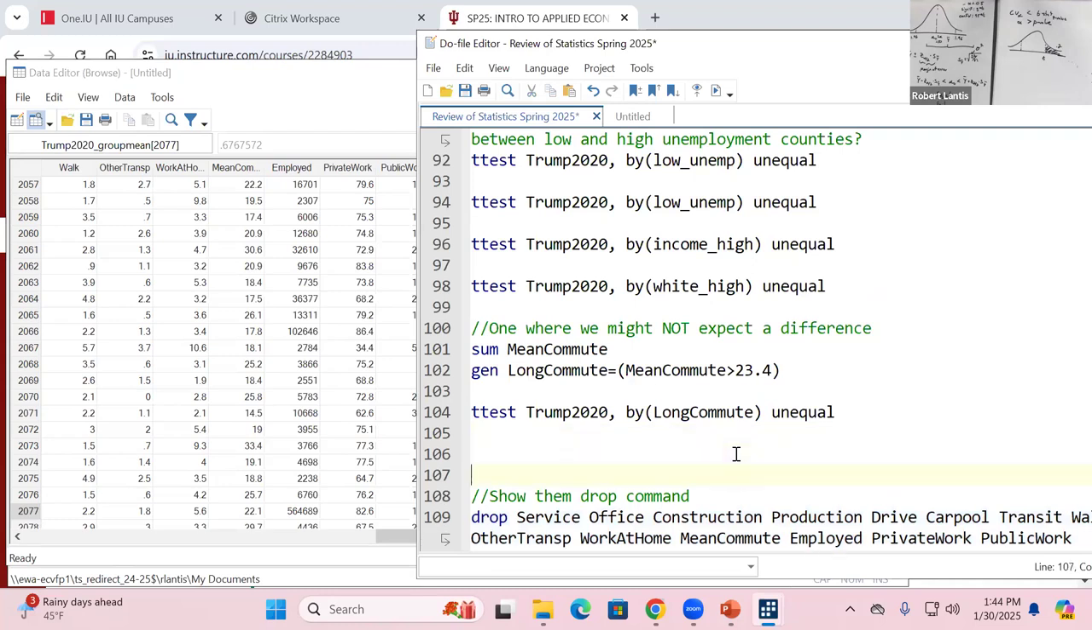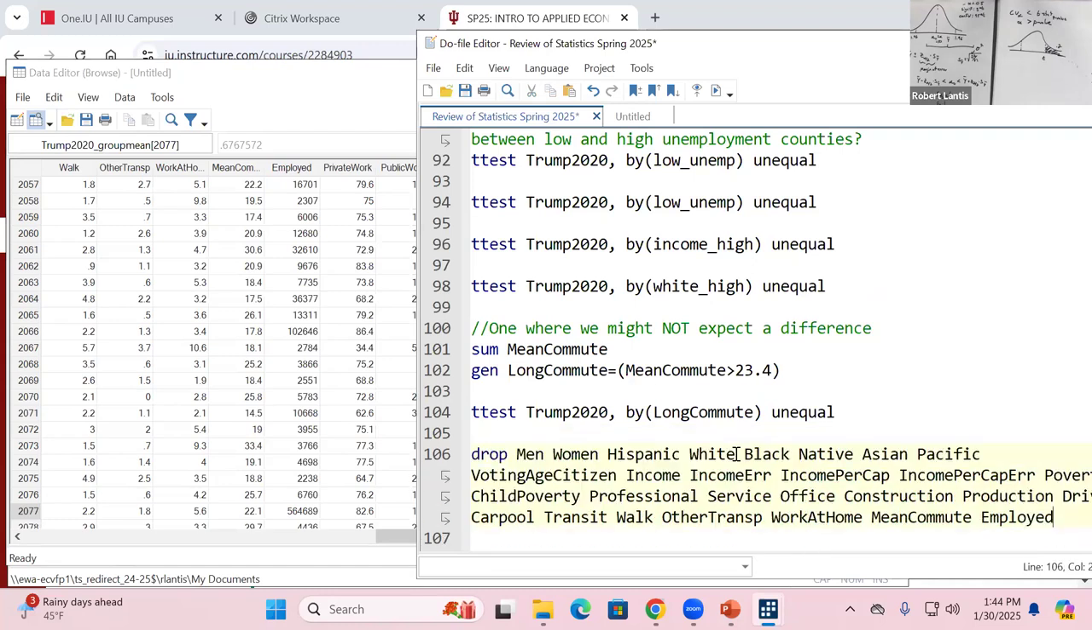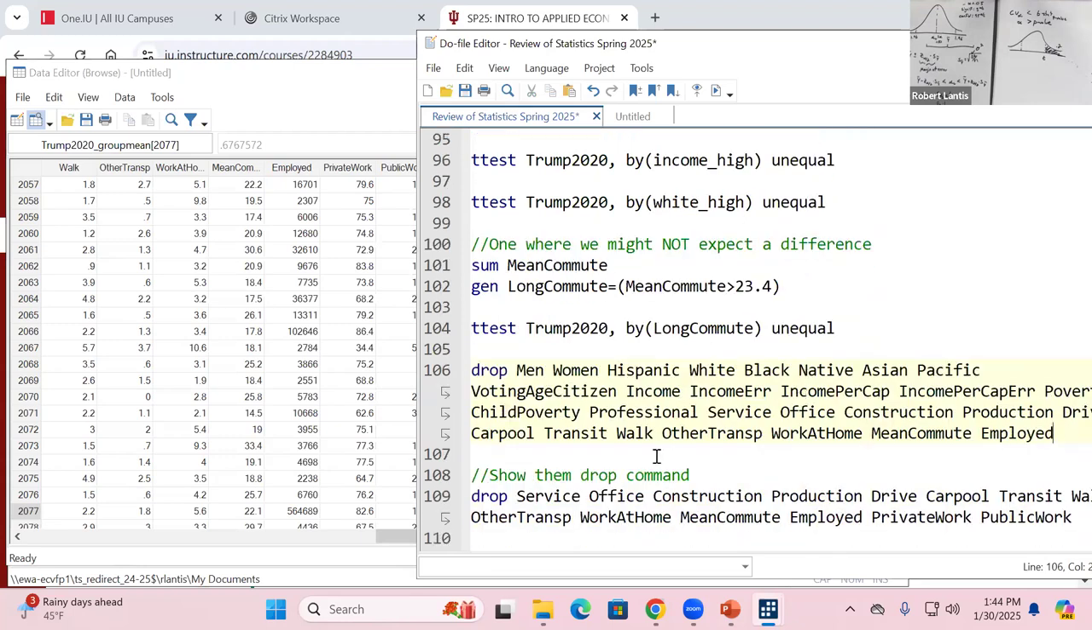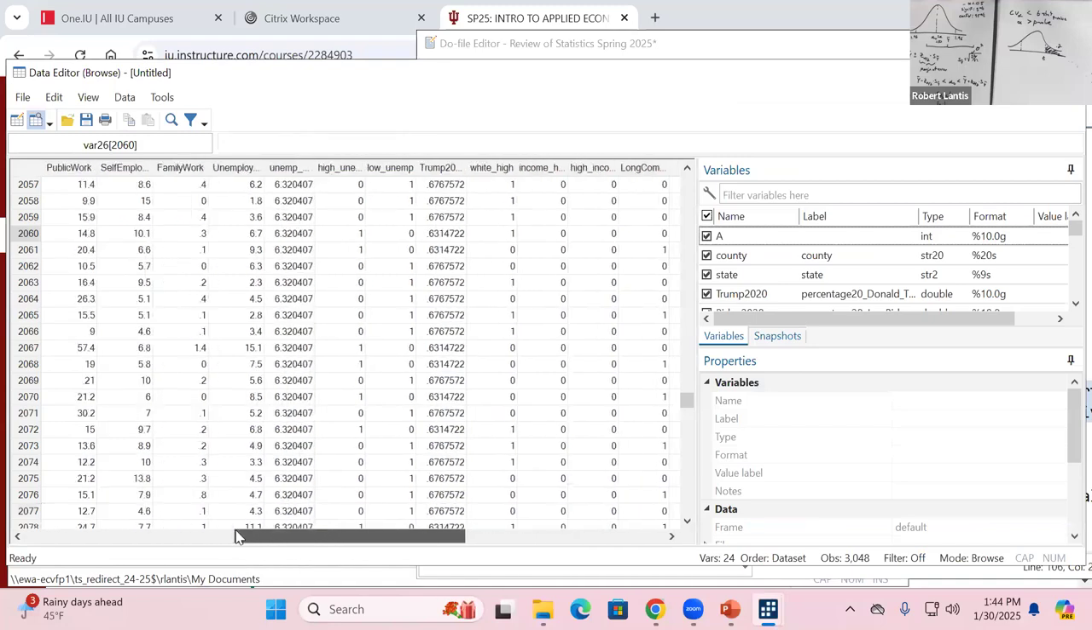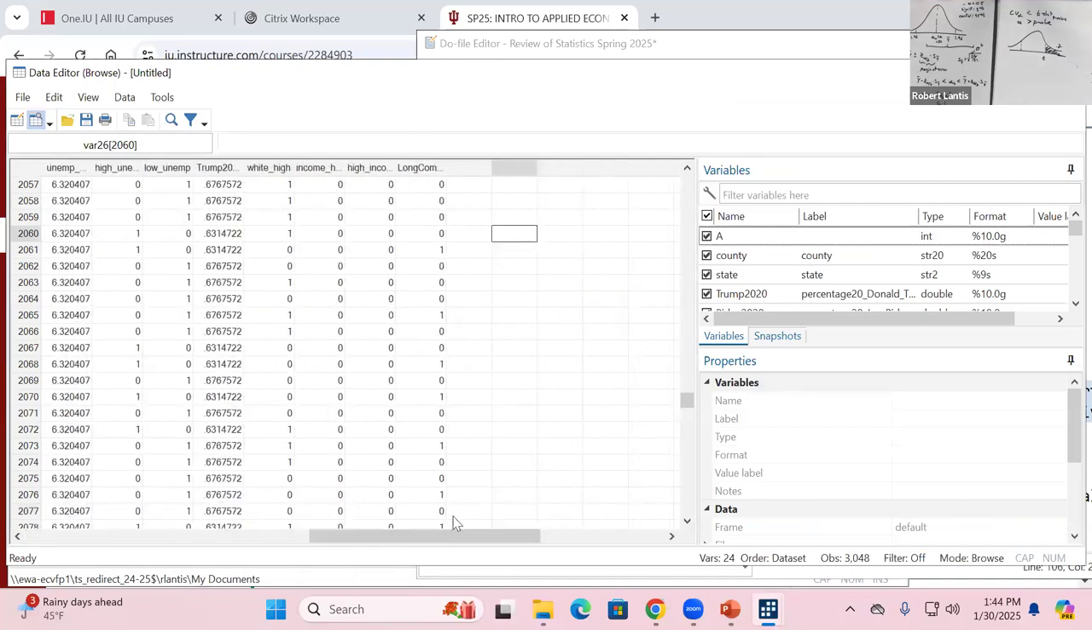I'm then going to say I want to drop and paste all of these, right? Now if I drop all this, oh, cool. I now have a much smaller data set. I don't have to do as much scrolling.